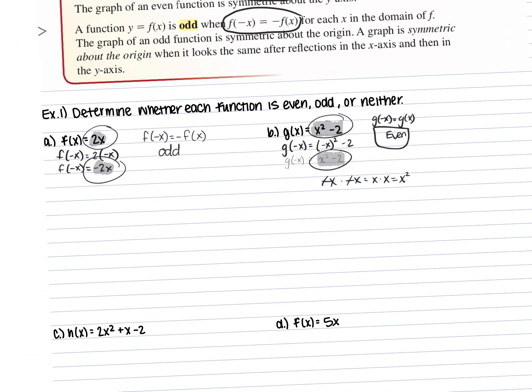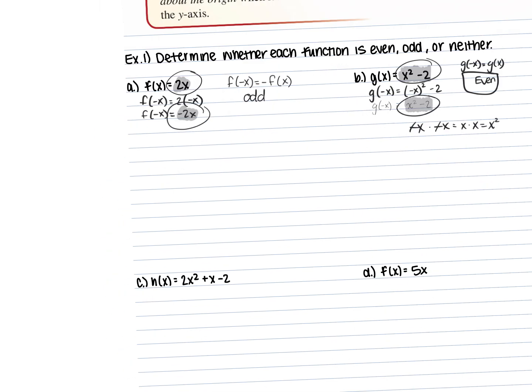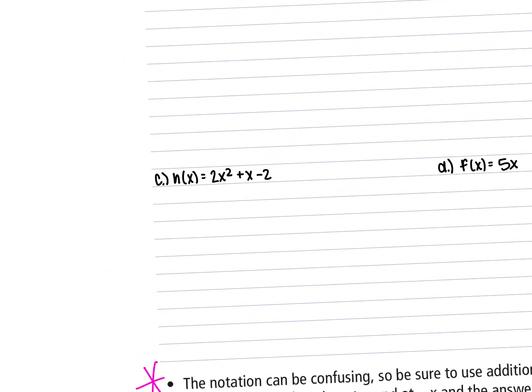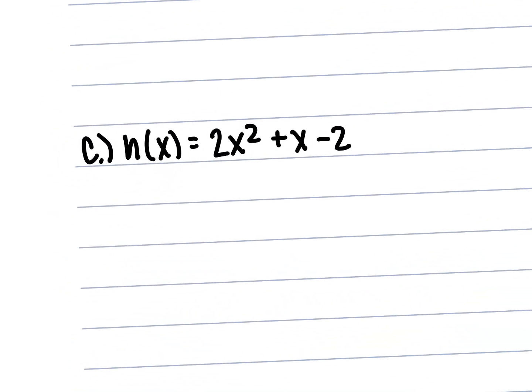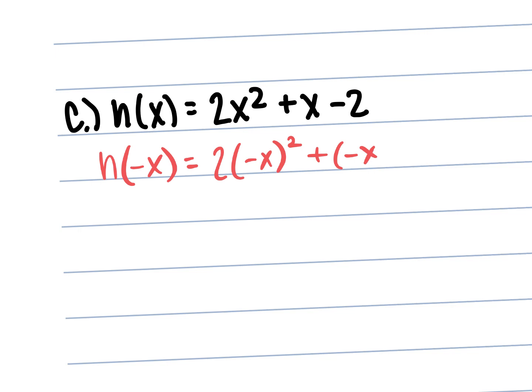Yes, Matthew. It says, what if we guess like even or odd? You gotta show me work, okay? All right. That's a reasonable question though. Okay, letter C. We've got 2x squared plus x minus 2. What am I gonna do? Plug in negative x. So it's gonna be h of negative x equals 2 times negative x squared plus negative x minus 2.